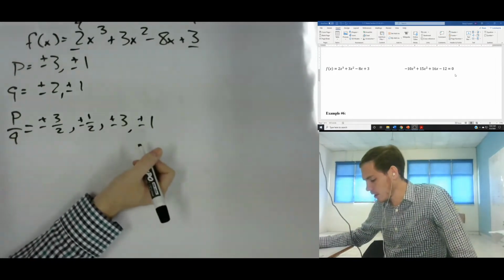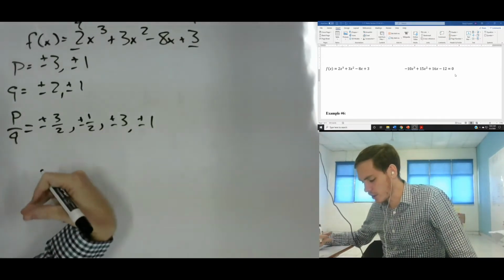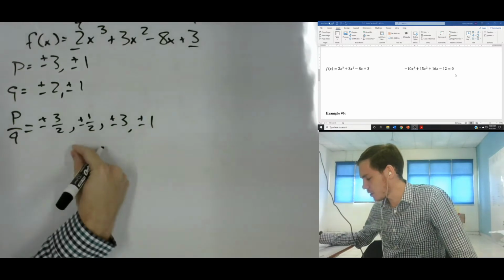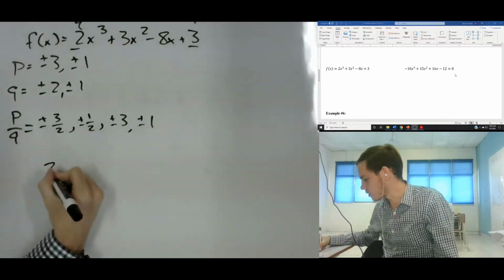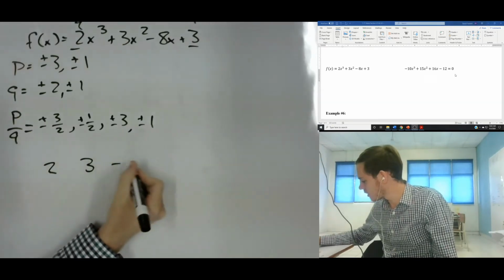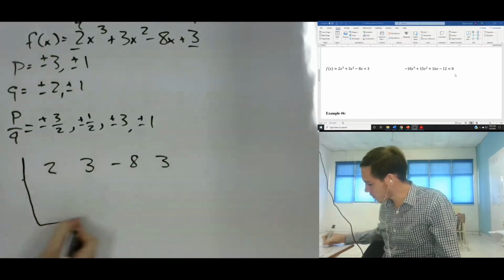But what we're going to do is always check with 1 first and then go on, okay? So we could check with the other ones. We could always check with bigger ones or smaller ones, but I like to check with 1 first. So you do 2, 3, -8, 30. Let's just check with 1 first.